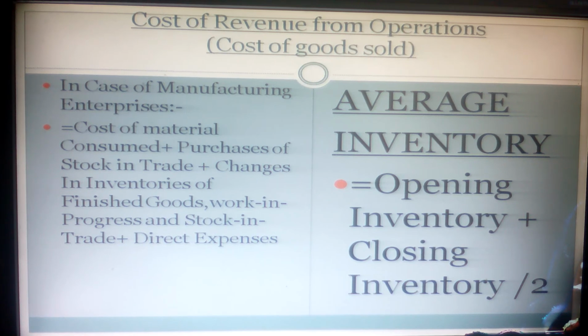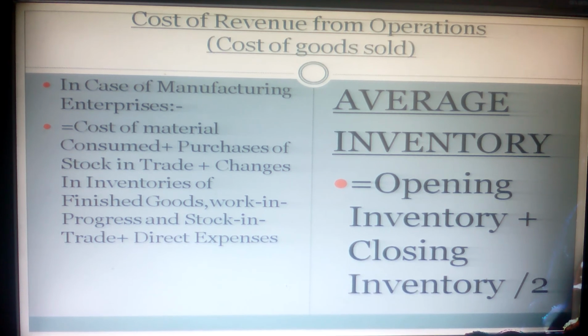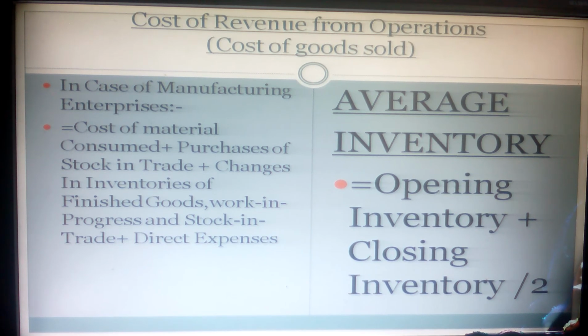Likewise here, we have to classify all finished goods, work in progress and stock in trade, changes of opening and closing, that we want to mention here. Then you want to add direct expenses. Suppose in the case of manufacturing expenses, again we want to add cost of material, we will get cost of revenue from operation or cost of goods sold. That's what our numerator.